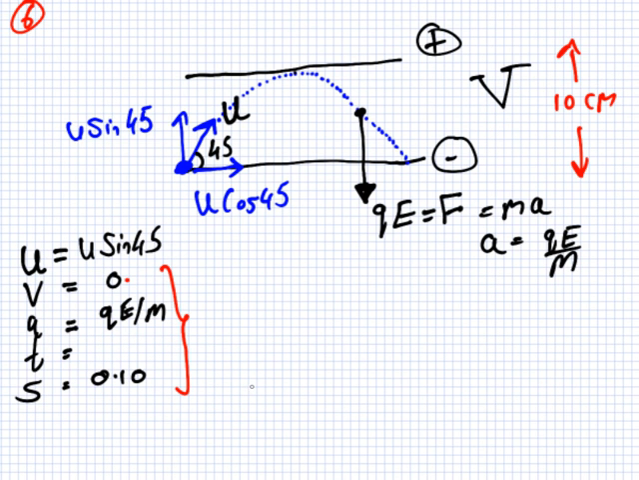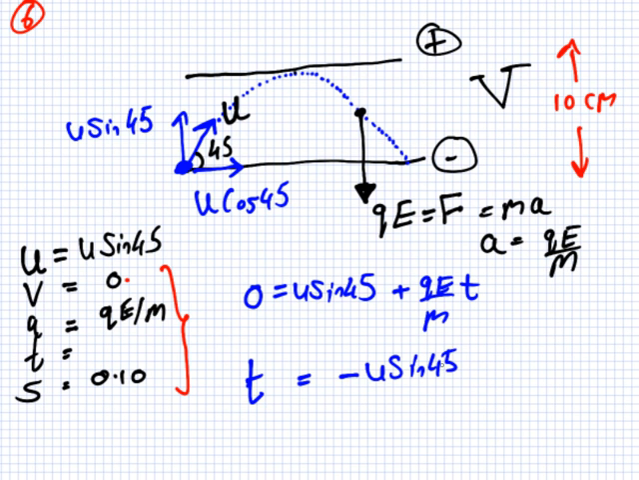I'm trying to think which formula. S equals ut. No, v equals u plus at. V squared equals u squared plus 2as. I wanted to avoid using u, but I guess I can't. V equals u plus at. So I can get the t here. It will be minus u sine 45 times m over qe.